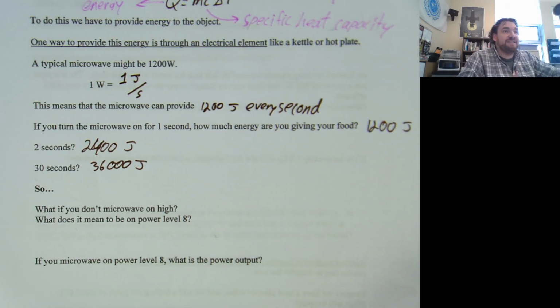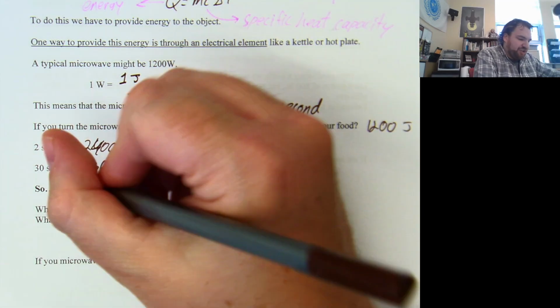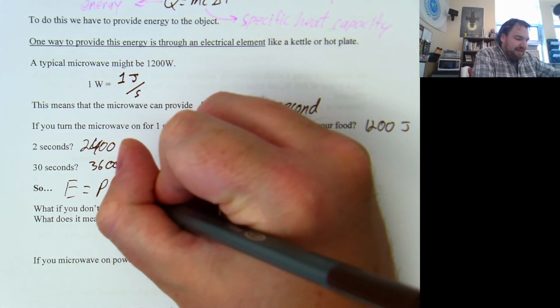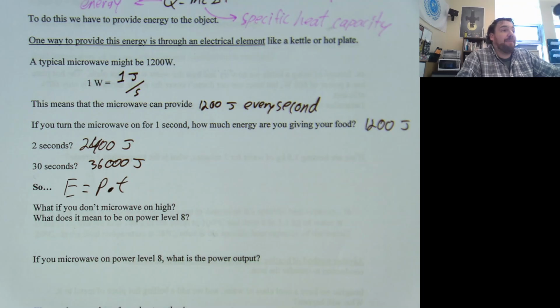So, we get an equivalency here that will give us how much energy has been transmitted to whatever object we want to heat up. Energy is equal to the power rating times the time that you run that power rating for.